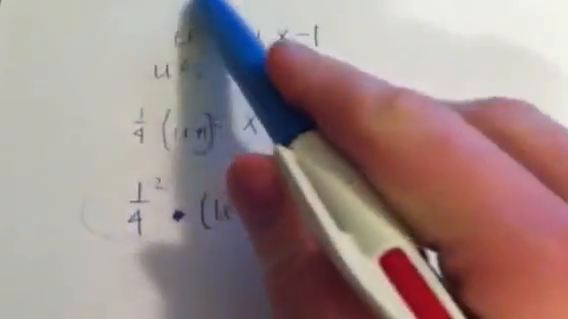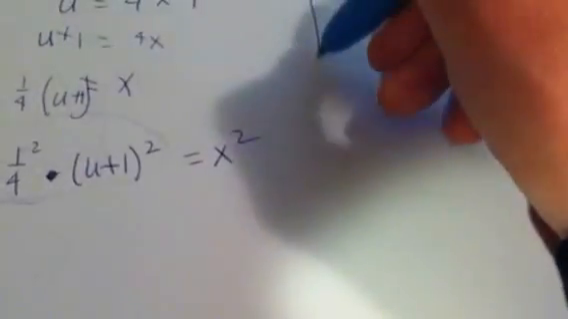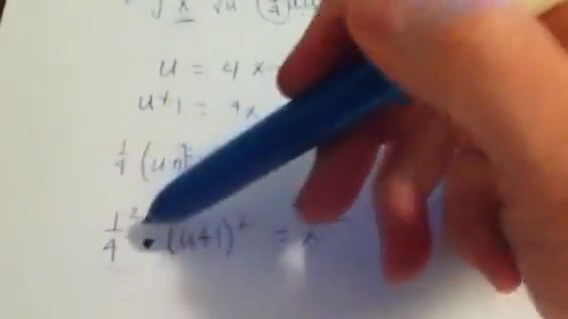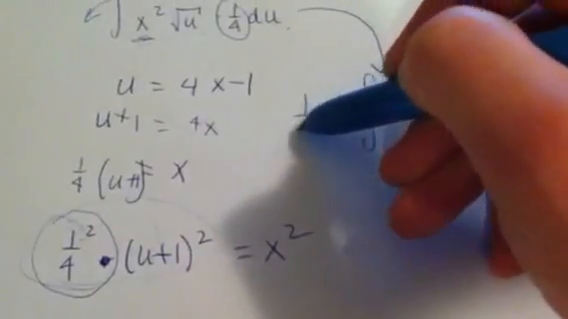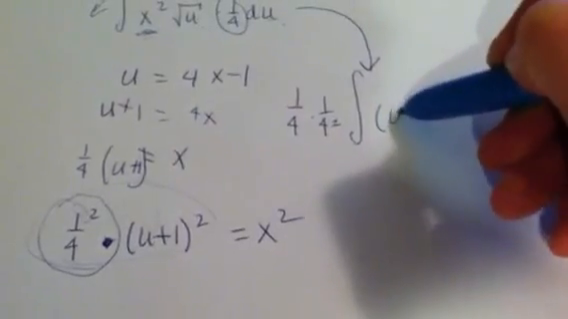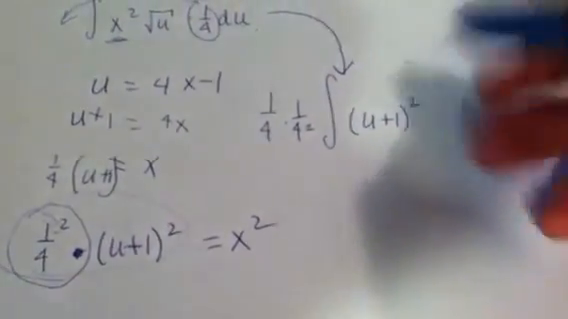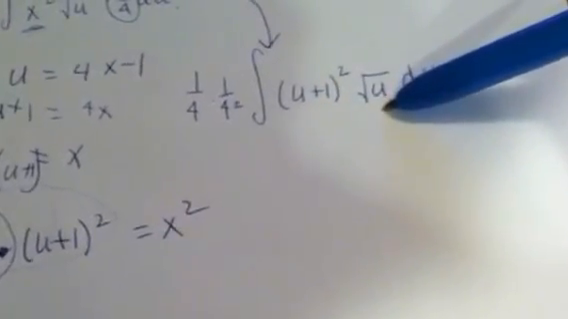So now we can take this and plug it back into our integral. We can take this first 1/4 and bring it out, and we can take this 1/4 squared and put it on the outside. So we have 1/4 times 1/4 squared times the integral of (u plus 1) squared times the square root of u du.